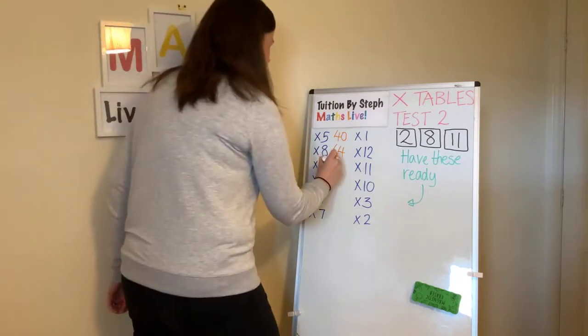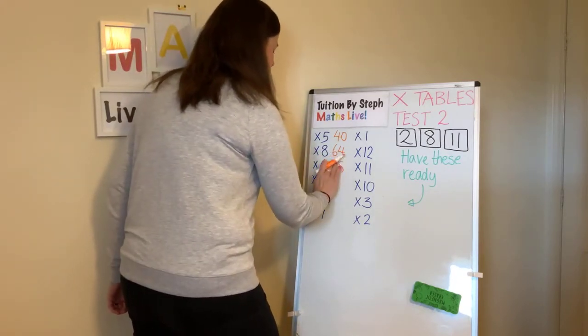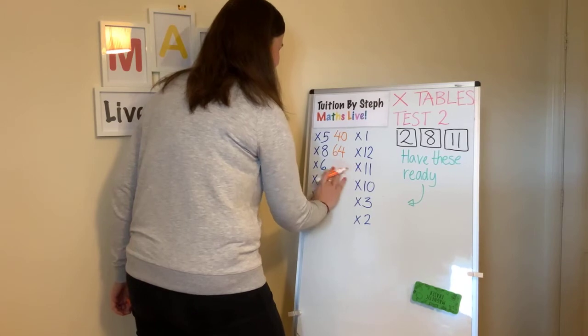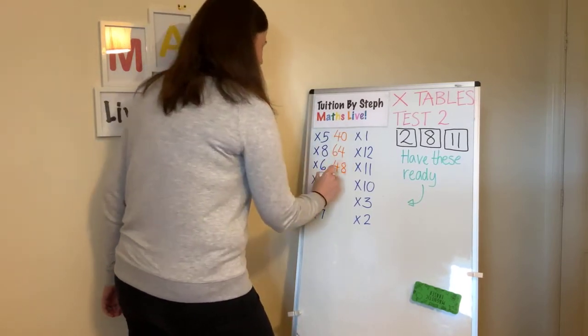So 8 times 6, 6, 8, 40. Oh, 48. What am I doing? I'm writing the 6 and the 8. 6, 48. 4 8s are 32.